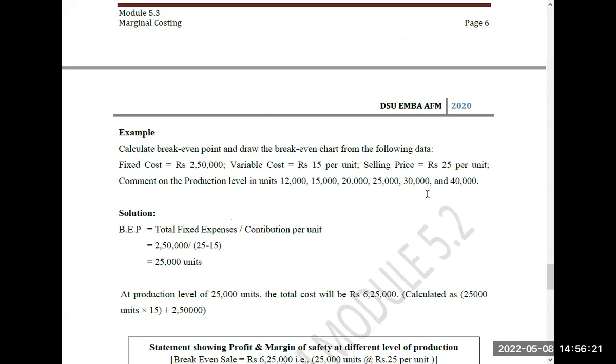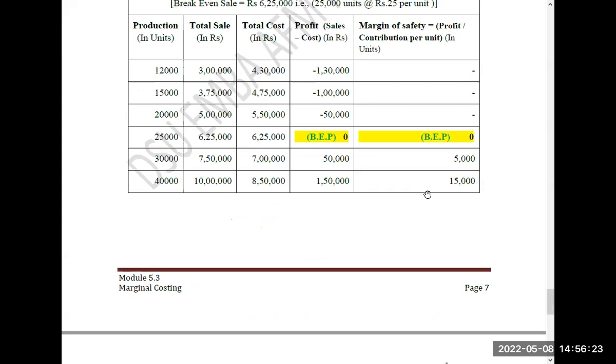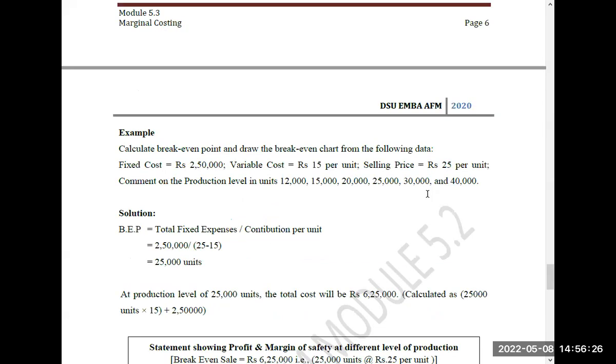After taking a break, we can work out a few questions on this. This question we'll first work out after the break. Thank you. See you after the break.